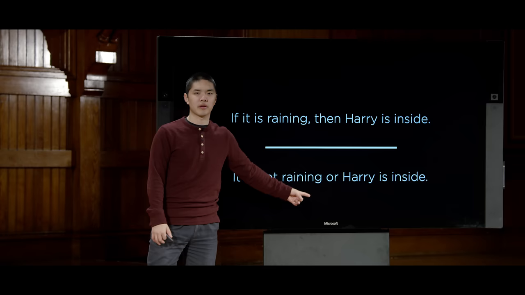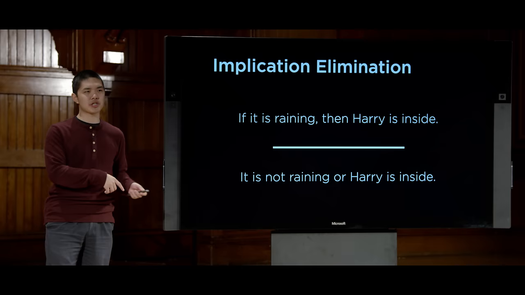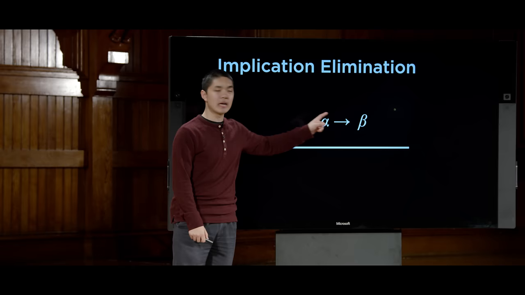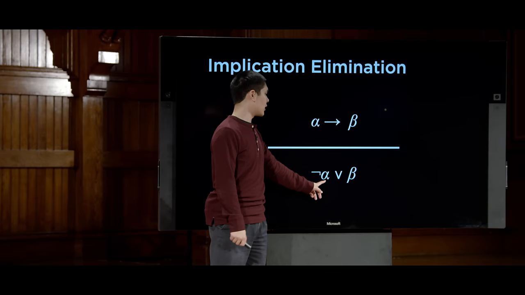And this is similar to what we actually did in the beginning when we were first looking at those very first sentences about Harry and Hagrid and Dumbledore. And phrased a little bit more formally, this says that if I have the implication alpha implies beta, I can draw the conclusion that either not alpha or beta.